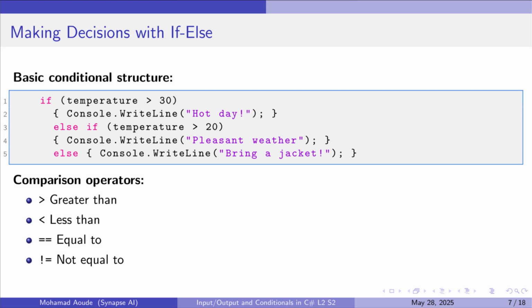To let your program decide what to do, use the if-else structure. You compare values with operators like greater than, less than, equal to, or not equal to. The code in the first true branch executes. If none match, the final else block runs. This is how you direct flow based on user input. Conditions are evaluated top to bottom, and only the first true branch runs.